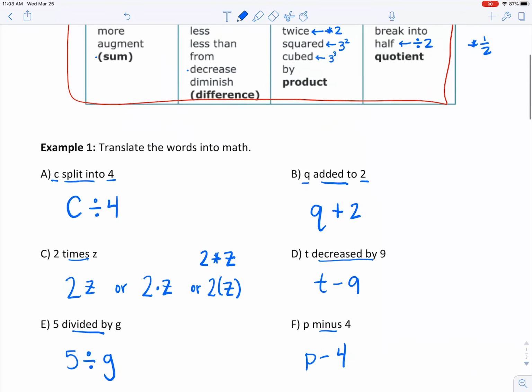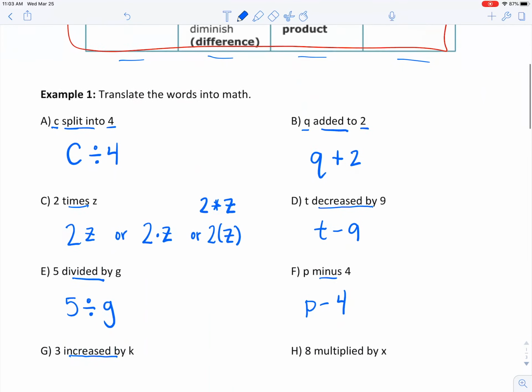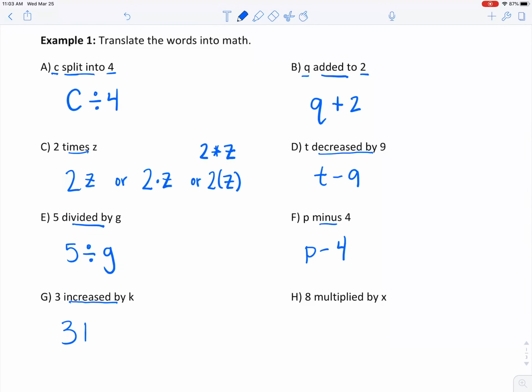If I'm not sure what increased means, I can go back up to my box, look through each one of these different sections until you find the word increase, which is right here. Increase, it means addition. So that would be like 3 plus K. And 8 multiplied by X. So we can have 8 times X. Similar to in letter C up here, there are multiple ways that we can write multiplied by. I'm just going to leave it at this one way. But again, you can write it different ways, whichever one you prefer.